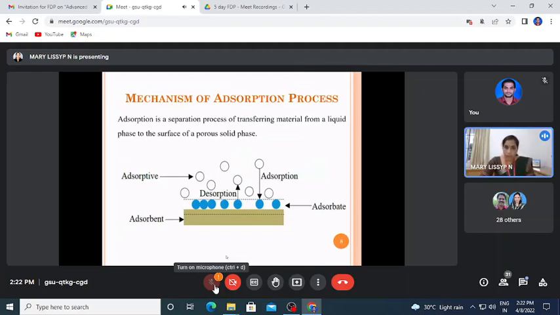Now, this is a general one. You know what is adsorption. Now, here it is given. It is the separation process of transferring material from a liquid phase to the surface of a solid phase. Now, why I have shown this slide is, you can see here the adsorbate and the adsorbent. The adsorbate is getting adsorbed onto the surface of the solid. And another term you can see, desorption. Desorption is important because once we do the adsorption process and we are not thinking of the desorption, then again it creates a big environmental problem. So this desorption term is very important. So that's why I have shown this slide.